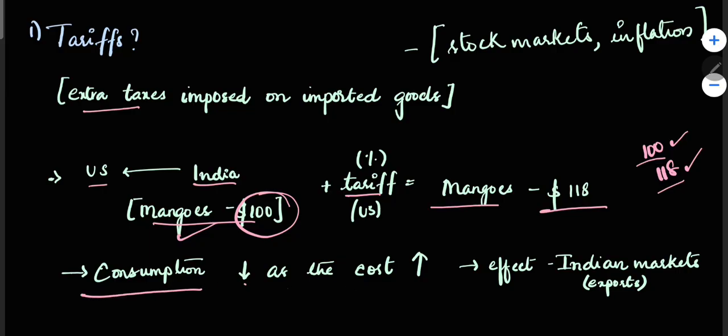Consumption decreases as the cost is increasing. So the consumers will buy a lesser quantity of mangoes, or they won't prefer the mangoes which have a higher price. So this will affect the Indian exports or the Indian markets. This is about tariffs.